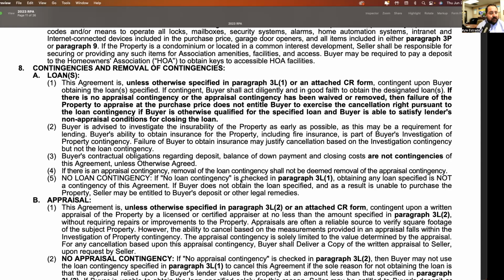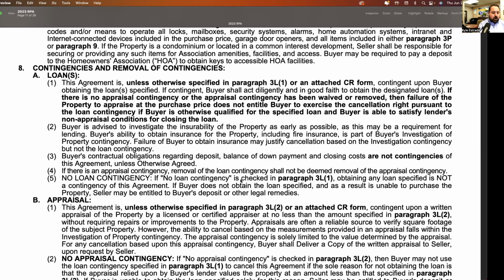If buyer does not obtain the loan specified and as a result is unable to purchase the property, seller may be entitled to buyer's deposit or other legal remedies. And so this is why I always say, especially in this case with this no loan contingency, this is more about the idea of the hard money loans. I just talked to somebody about this yesterday. If you're going to obtain a hard money loan, do not mark that all cash in paragraph 3 because it automatically removes the loan contingency.